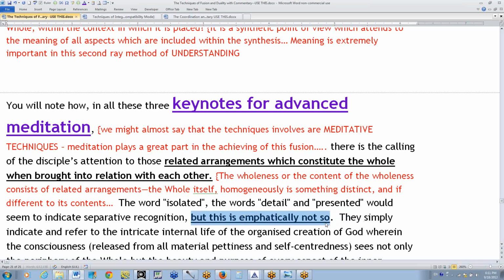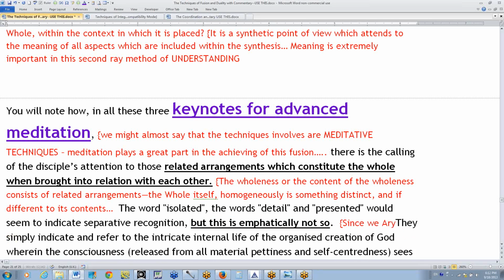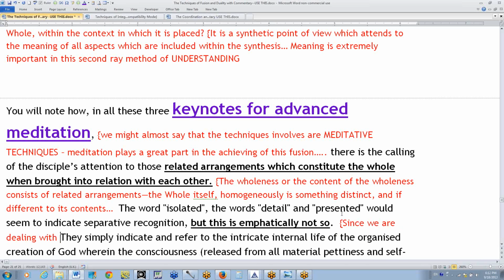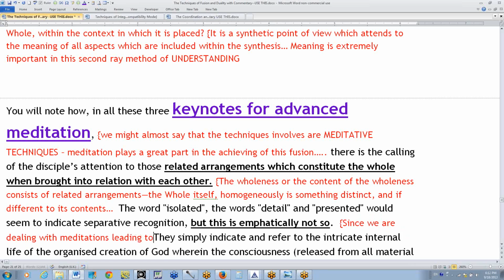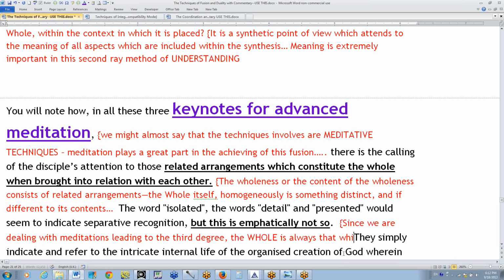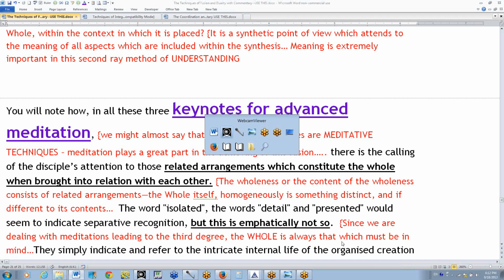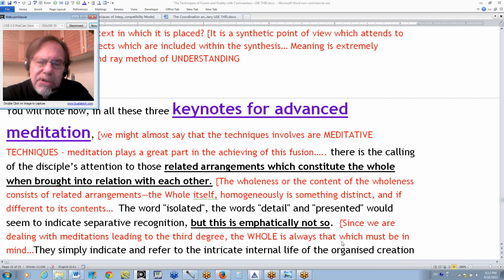Since we're dealing with meditations leading to the third degree, the whole is always that which must be in mind, as I have pointed out in the Angel of the Presence stanzas. That word whole is repetitively present and indicates the type of perception which occurs when this merging with the angel is underway.